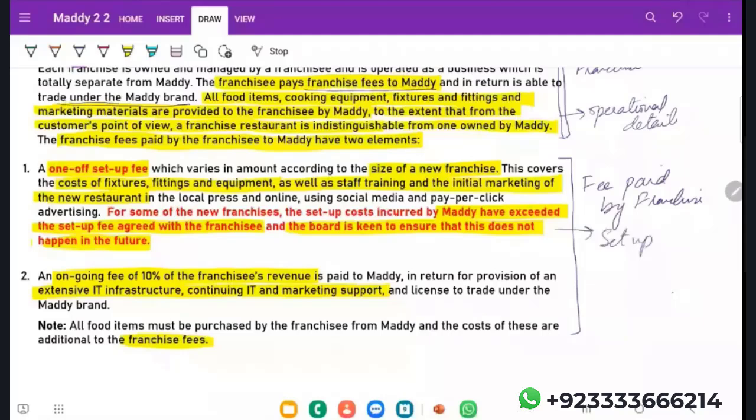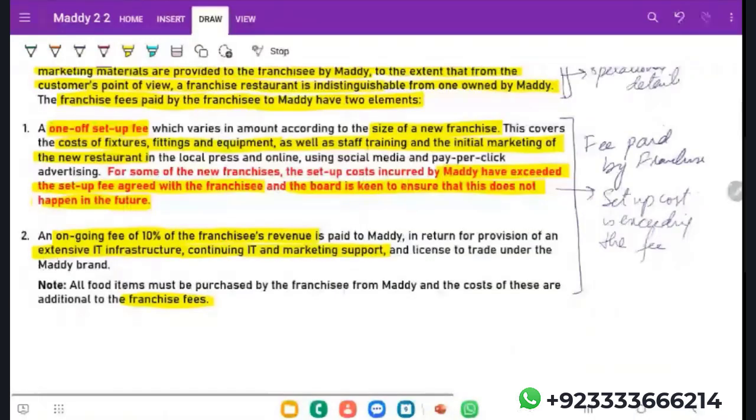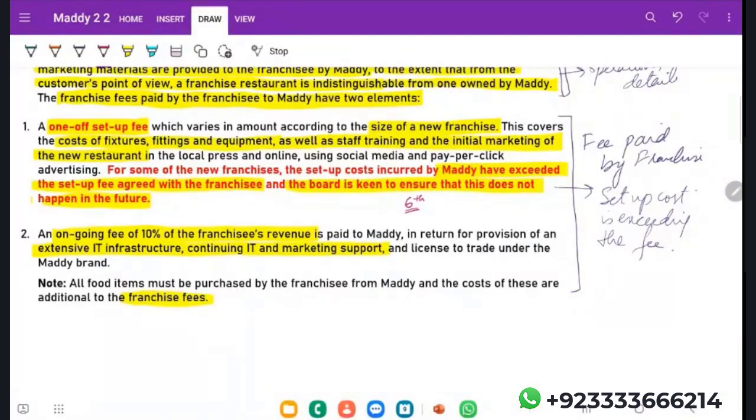There's one more problem, and that problem is that the setup cost is exceeding the fee. So this means that this is the sixth thing which we need to address in the strategic report, that the company needs to take care of: your setup fee should be higher than the setup cost.